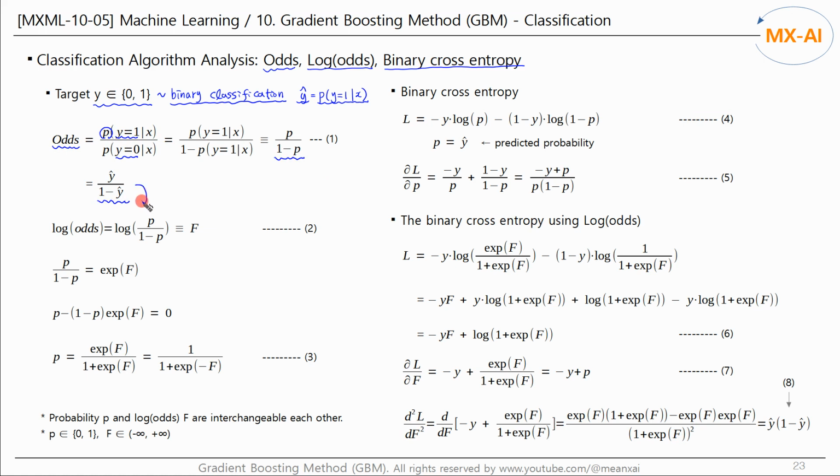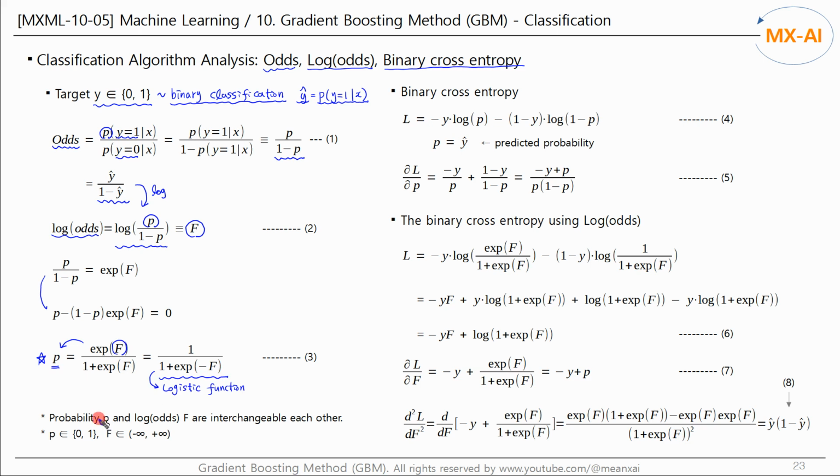Taking the log of both sides of this equation gives the logodds. Logodds is expressed this way and is defined as f. The probability p can be obtained from this equation as follows. This is the formula for calculating probability p using logodds f. The probability can be calculated with this formula. This is a logistic function of f.